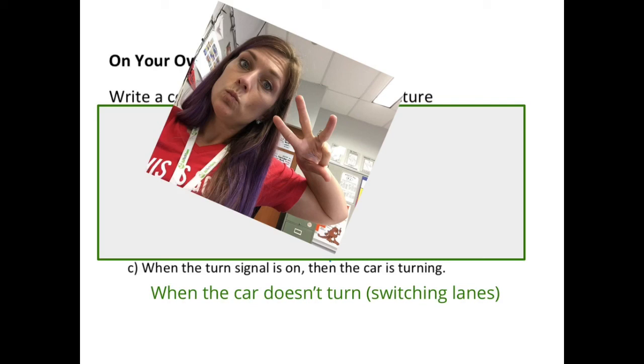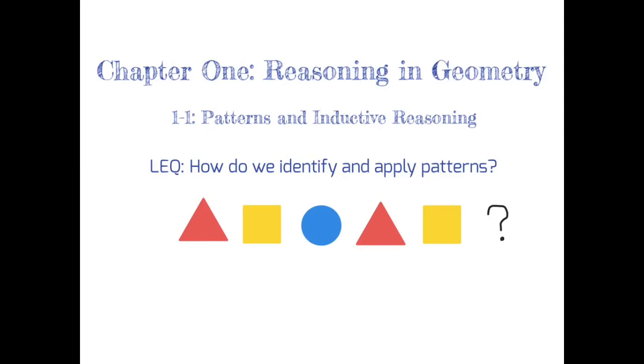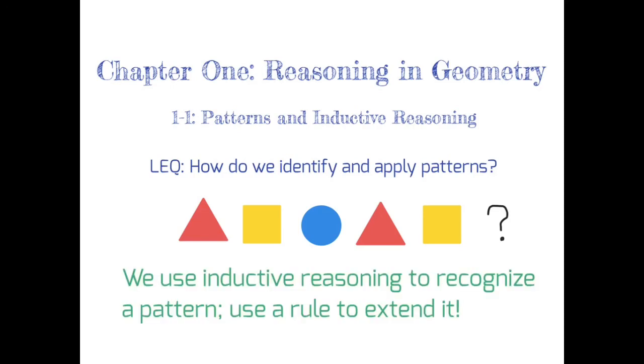So, hope you guys did well and got your own counterexamples for these conjectures. In conclusion, let's go ahead and revisit our lesson essential question. So this is Chapter 1, Reasoning and Geometry with patterns and inductive reasoning. So how do we identify and apply patterns? We use inductive reasoning to recognize a pattern and use a rule to extend it.